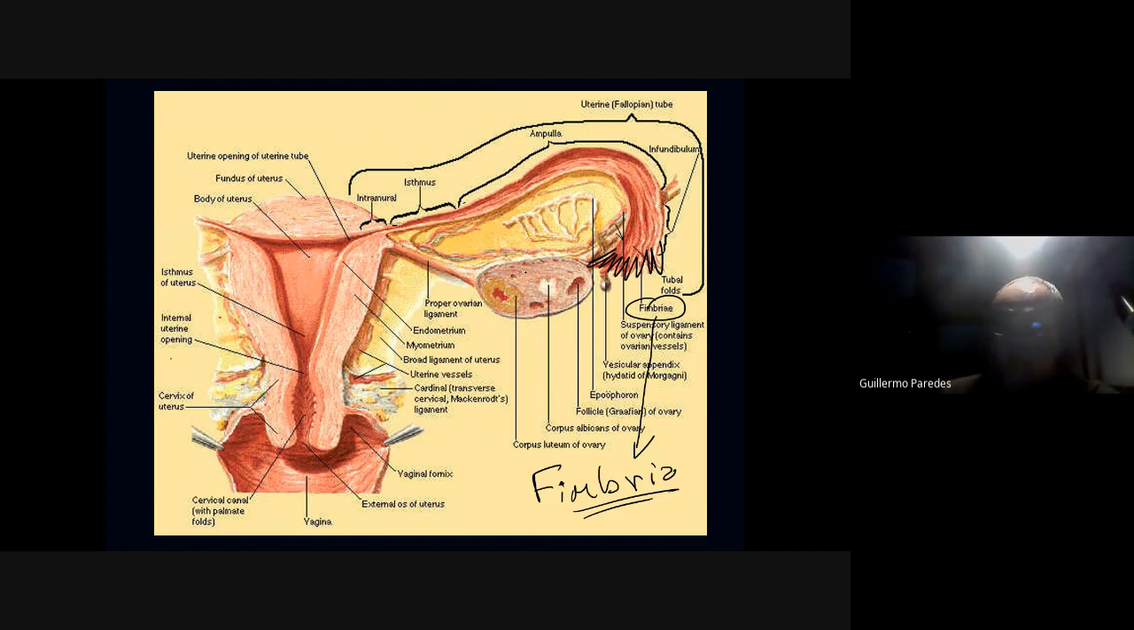Okay. All right. So here we have the fimbria. So what is the fimbria doing? The fimbria are doing this movement. Like fingers, they're going to make an attracting movement. And when does that happen? When the ovum is coming out from the ovary, the fimbria of the fallopian tube are going to make this movement, saying like, come ovum, come to me. So this is basically a consequence of the peristalsis of the fallopian tube.